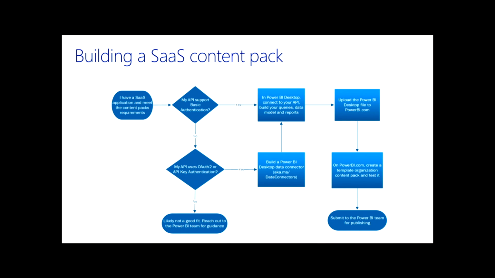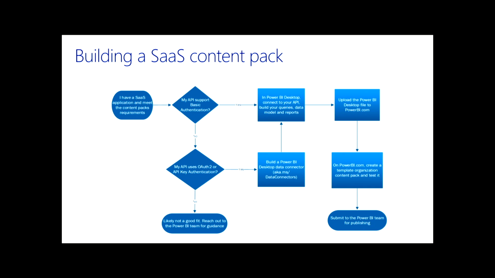All right, so I do meet the requirements. What are the steps for building a SaaS content pack? This might look a little bit complicated, but I'm going to go over it really quickly. So I have a SaaS application, and I meet the requirements, which fundamentally means having an API that you can use to get the data.